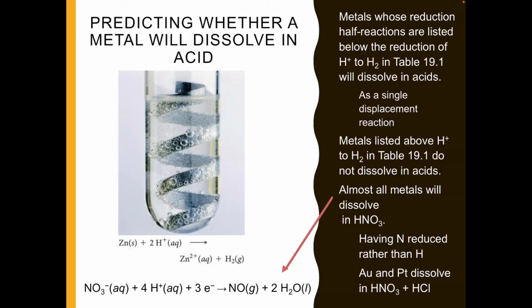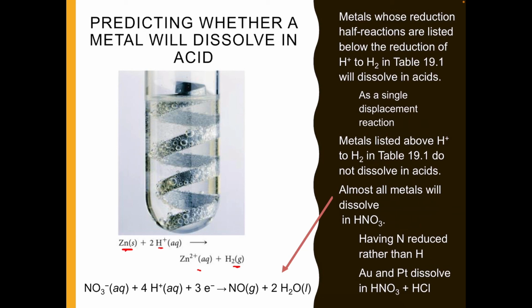All right, last little bit: we can predict whether a metal will dissolve in acid using these reduction potential tables. If we look at our reduction potential table and we look at hydrogen, we said hydrogen was 0. Anything that is below the reduction potential of hydrogen will dissolve in acids as a single displacement reaction. Like zinc is listed below hydrogen on our reduction potential table. So that means that hydrogen will be reduced, which means that zinc can be oxidized. When zinc is oxidized, our zinc metal is going from zinc to zinc 2+, and when it goes to zinc 2+, it dissolves in solution.